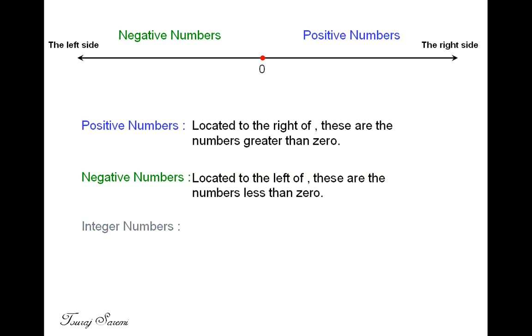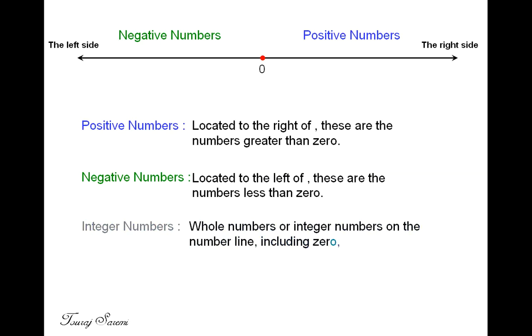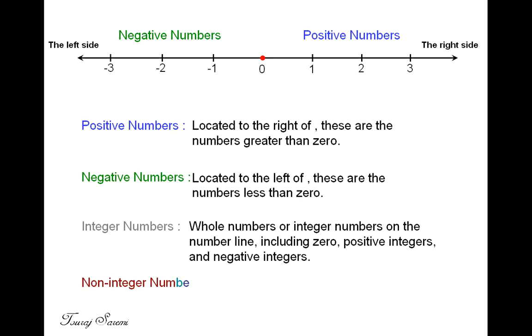Integer numbers. Whole numbers or integer numbers on the number line include 0, positive integers, and negative integers. Non-integer numbers are placed between the whole numbers.